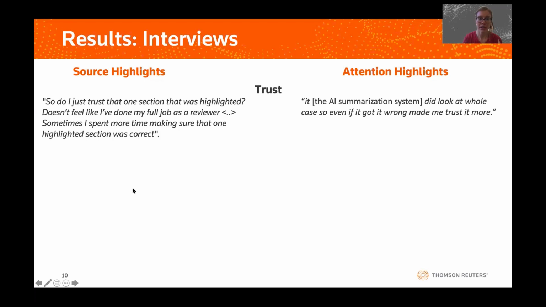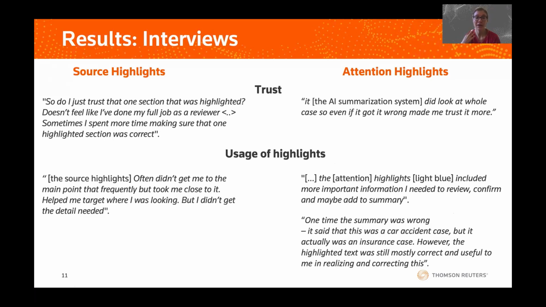After working with the source highlights, the editors said, do I just stress that one section that was highlighted? It doesn't feel like I've done my full job as a reviewer. However, the attention highlights and the different shades of blue gave them a sense that the system did look at the whole case. So even if it got it wrong, it made them trust it more.